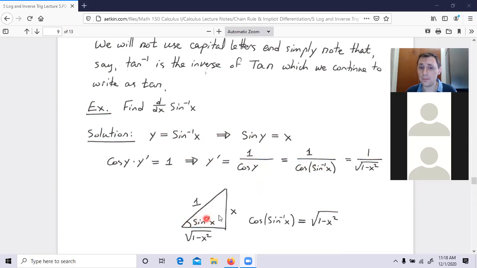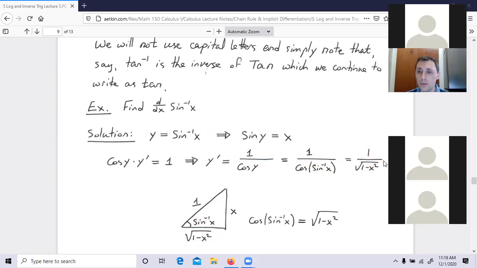That's why I put opposite of the triangle, I put x, and hypotenuse I put 1. Opposite over hypotenuse will be x. Good? Now, the remaining side is hypotenuse squared minus x squared, take root of that. And that's the remaining side by the Pythagorean theorem. And so cosine of sine inverse x can be simplified to root of 1 minus x squared. And so the derivative of sine inverse is 1 over cosine of sine inverse, which is 1 over root of 1 minus x squared. Are you following?